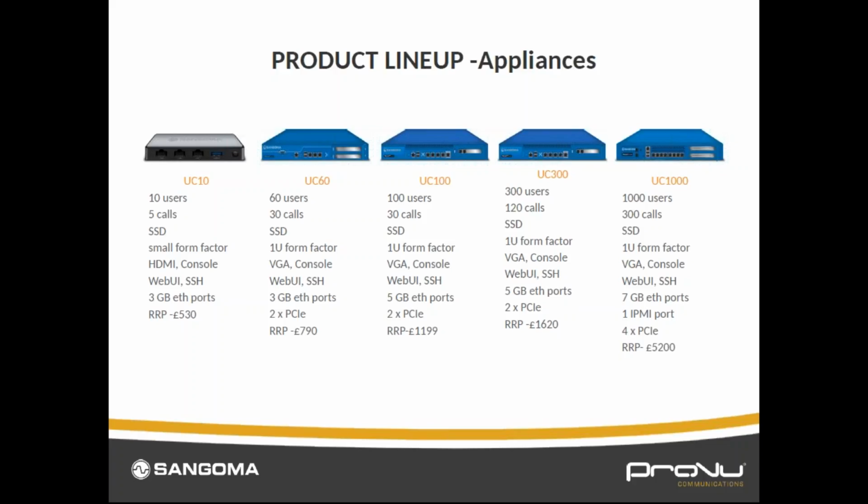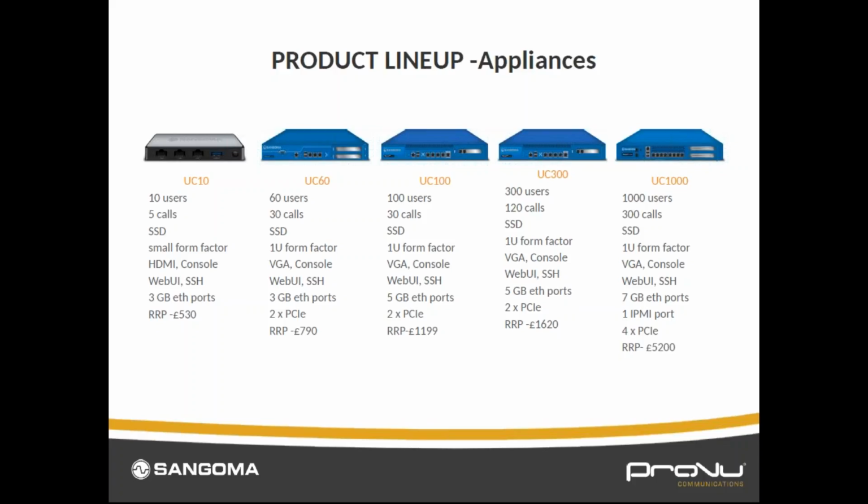The UC60 does have 3 gigabit Ethernet ports, but it also gives you 2 PCI Express ports, which allows you to have built-in cards if you prefer. All Sangoma cards are approved and compatible with these appliances. So if you need something like an ISDN30 card, FXO card, FXS card, or any card that you probably want, you can put a maximum of 2 cards in the UC60.